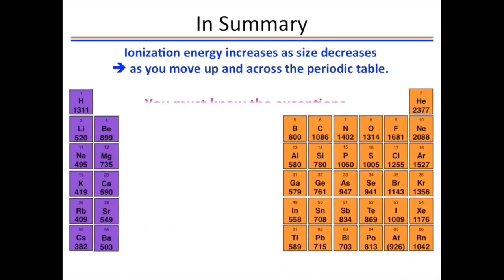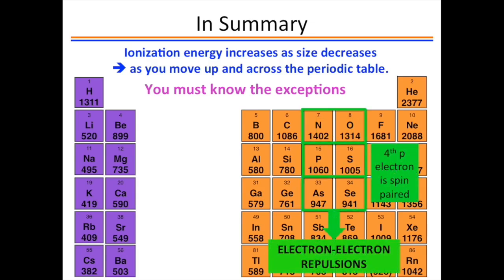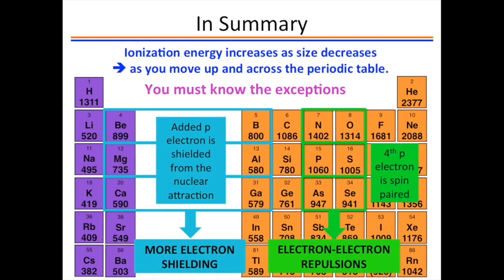There are 2 notable exceptions. The electron-electron repulsions in the 4th p electron as you go from group 15 to group 16 make these electrons easier to remove. And the shielding of the p electrons in group 13 by their s electrons makes the first p electrons easier to remove.